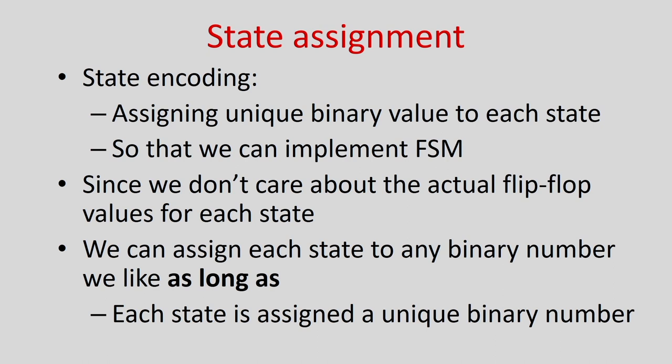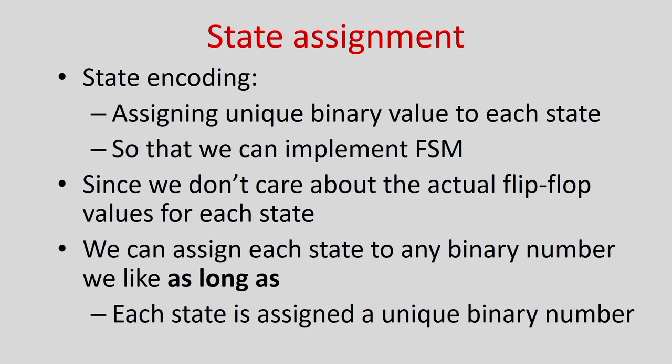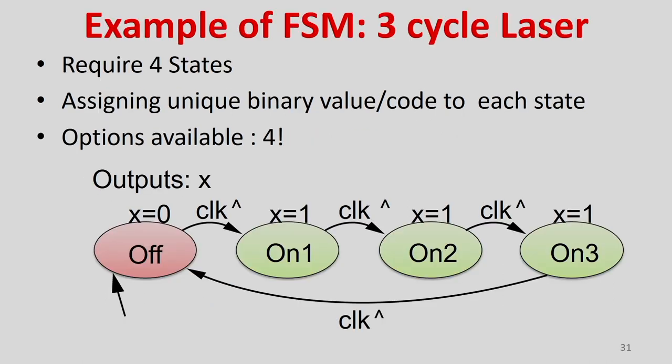We can assign each state any binary number we like, as long as each state is assigned a unique binary number. So what is the constraint? Each state needs to be assigned a unique binary number. We cannot assign one binary number to two states. This is an example of a three cycle ledger, already taken from our Frank White book. It requires four states, and we assign binary values to code each state. So this can easily be 00, 01, 10 and 11. This is a simple binary assignment.